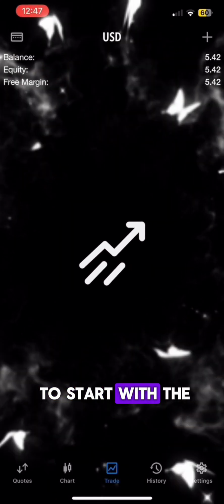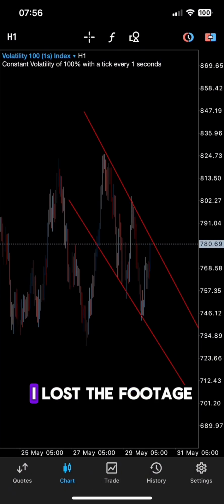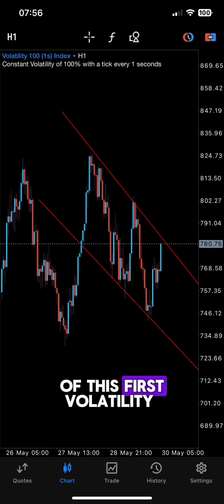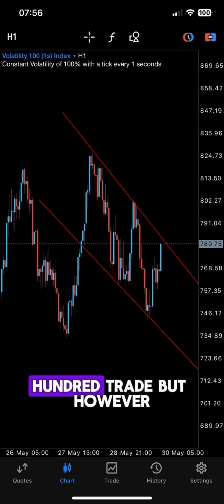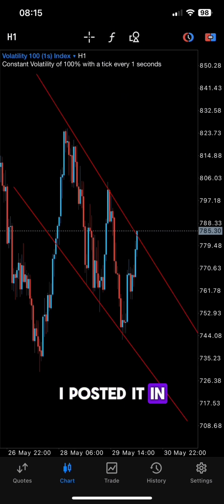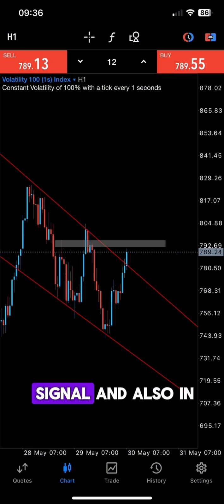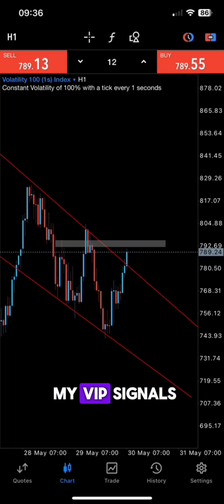So we are going to start with a $5 account. Apologies, I lost the footage of this first Volatility 100 trade, but I posted it in my Telegram channel. It was a free signal, and also in my VIP signals. So if you are in there, I'm sure you have made a profit from it.